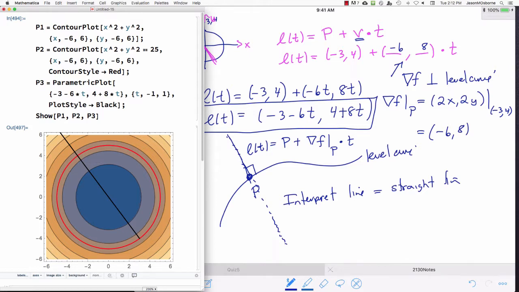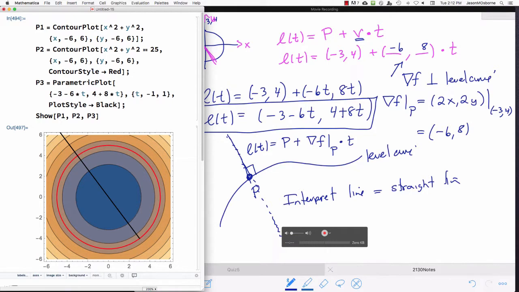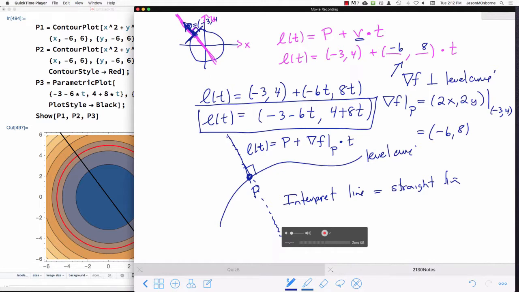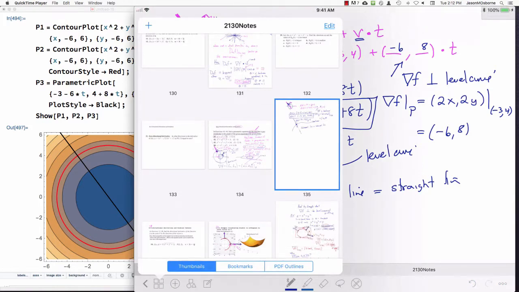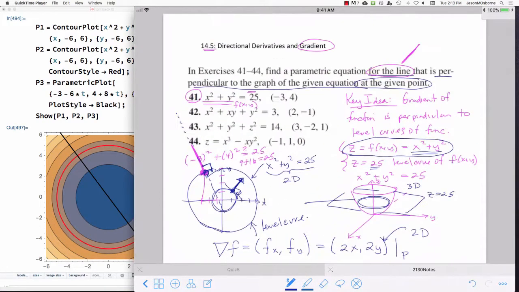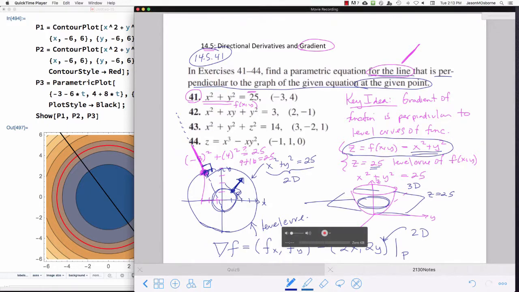We'll look at another example and look at other possible interpretations of this question and get to some more interesting ideas shortly. So that would be a solution to the problem that we were looking at earlier from section 14.5, number 41. That's one interpretation of the problem. So ends this video.